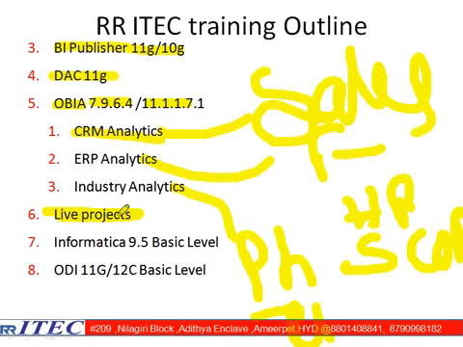At the end of this, we are also going to discuss one more project. Next, Informatica 9.5 basic level, and ODI 11G and 12C basic level we are going to understand. So this was the RRA Tech training outline. Yesterday we had a chance to discuss it. Am I clear? Now, as part of today's class, let us move on to the next one, demo 2.